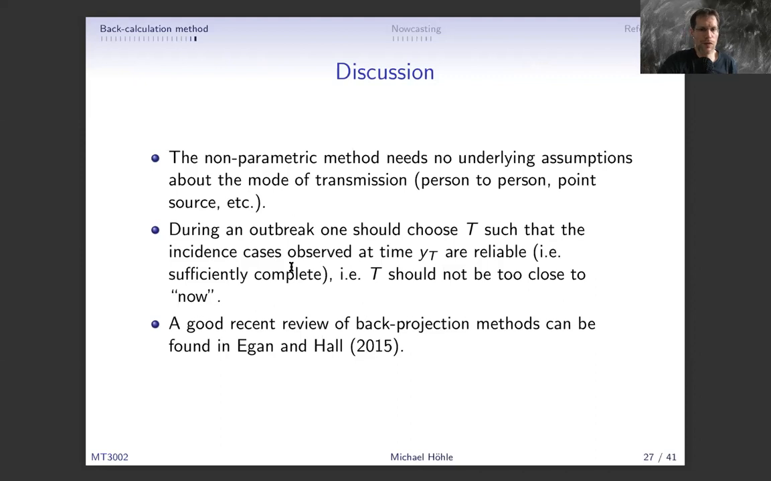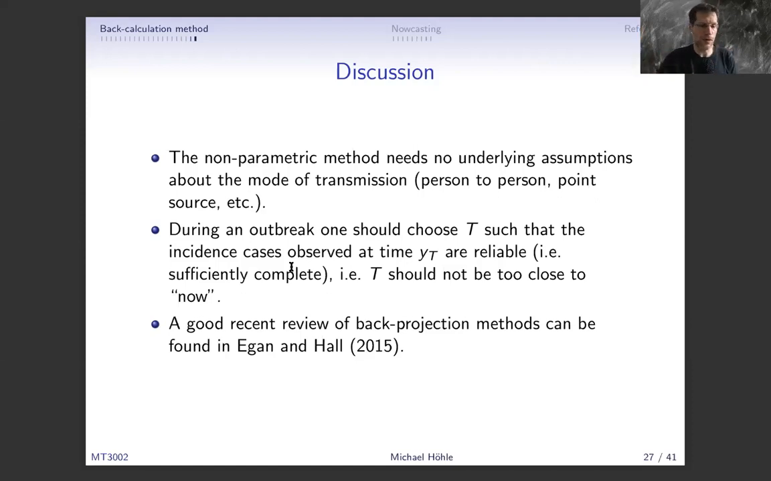I've seen some works by people doing something related to back projection using an SIR model. So they say there's the exposure, and then at a later stage you observe something in these individuals, but then you have to really make sure that your assumptions about the model are right, and the SIR model, for example, for foodborne outbreaks, is simply wrong. So that's the beauty of this method, that you don't really need to know a lot about the mode of transmission in order to try to reconstruct the curve of infection in individuals who at a later stage show symptoms.